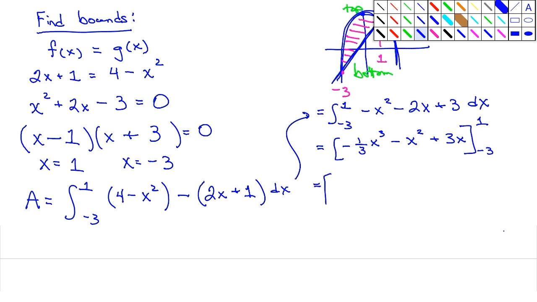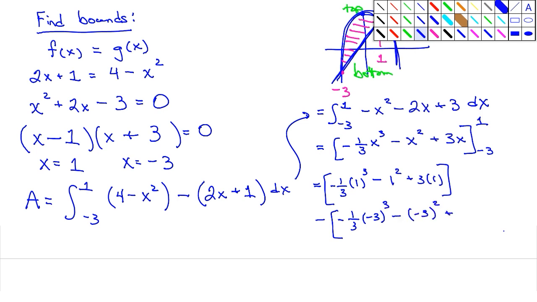Then we do the evaluation. So we get -1/3 times 1 cubed minus 1 squared plus 3 times 1, minus -1/3 times -3 cubed minus -3 squared plus 3 times -3, and that's equal to 32/3.